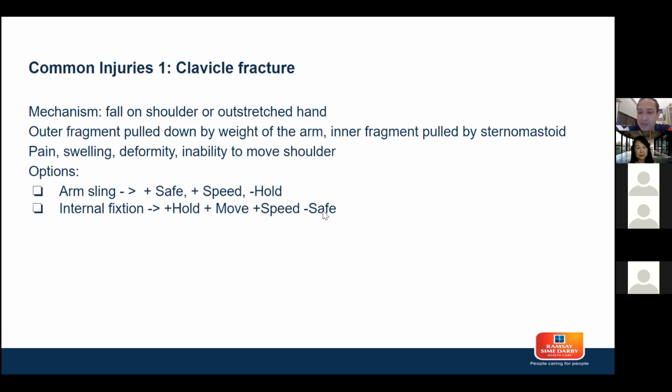However, it's not so safe because you're actually opening up the skin and you're putting in a metal implant and you've got risk of infection and everything, general anesthesia risk, operation, post-op, all that. So safety-wise, maybe not so much, but it actually helps the other parts of the quartet.